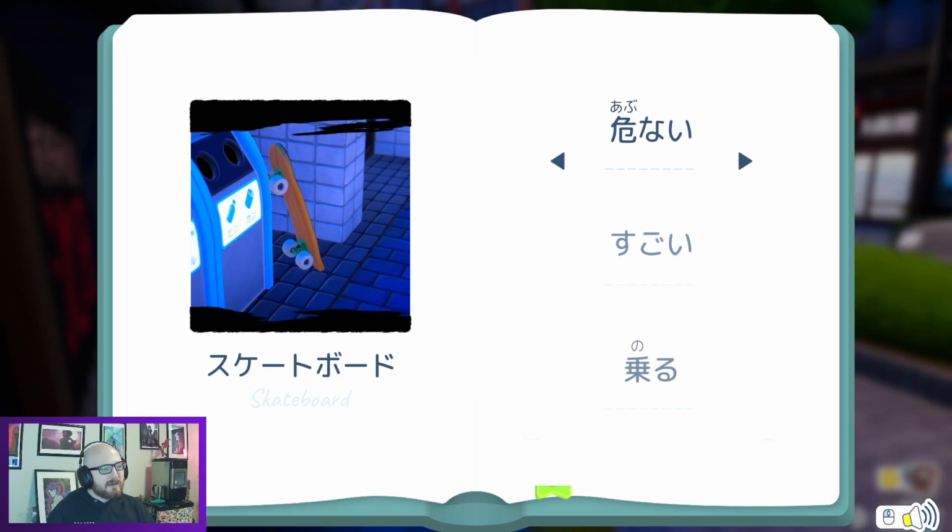Skateboard, a very, very important word. Of course. 危ない. Abunai, indeed. すごい. Also true. 乗る. And yes, that is what you do with it. Now, I accidentally pushed the stick to the left here, so it's saying amazing. But we have abunai.